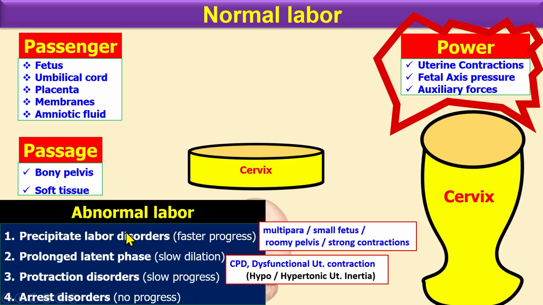So these are the different types of abnormal labor. Precipitate labor means faster than normal. Prolonged labor means slower than the normal time for labor. Protraction is also slow progress, and the arrest disorder means no progress at all in either the first stage or the second stage of labor. This usually occurs due to a fault in the passenger, passage, or power, as in the CPD case.